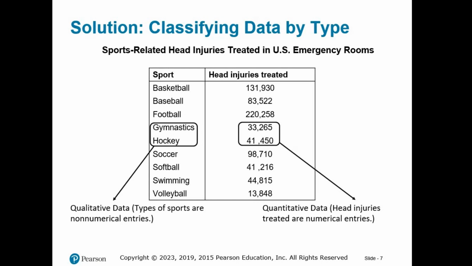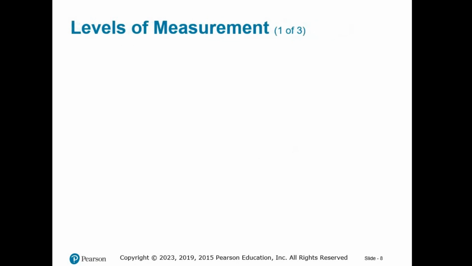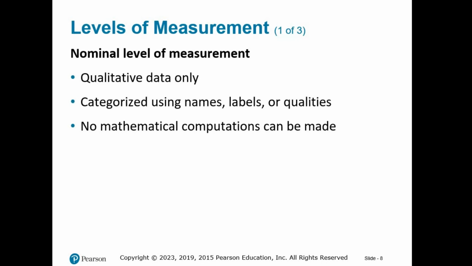So why is all of this important? Because the type of data you're working with will determine what kind of statistical procedures can be used while evaluating the data. Let's look at another way of characterizing data, and that is by its level of measurement. There are 4 levels of measurement.